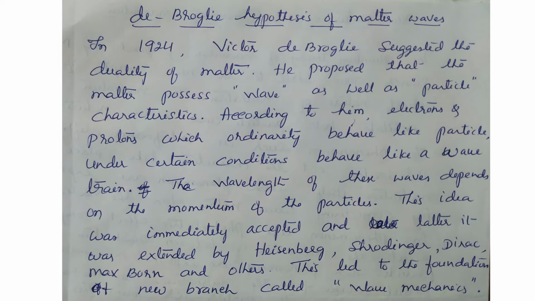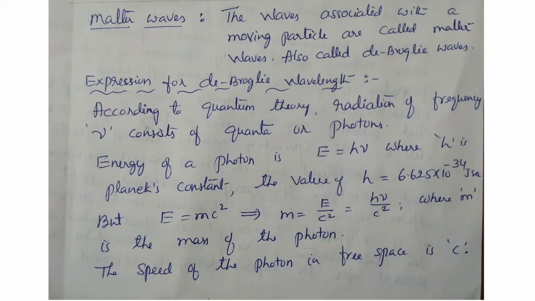And what actually is a matter wave? Matter waves are the waves associated with a moving particle. Whenever a particle is in motion, it is associated with waves called matter waves. This hypothesis was proposed by de Broglie. So matter waves are also called de Broglie waves. Now the expression for the wavelength of these matter waves, also called de Broglie wavelength.